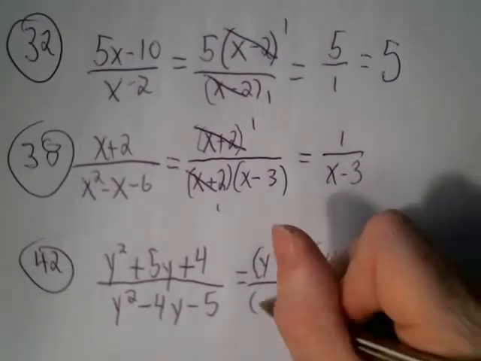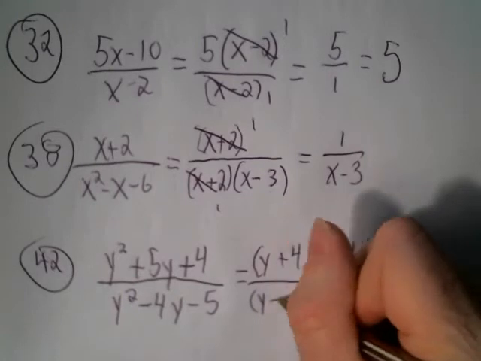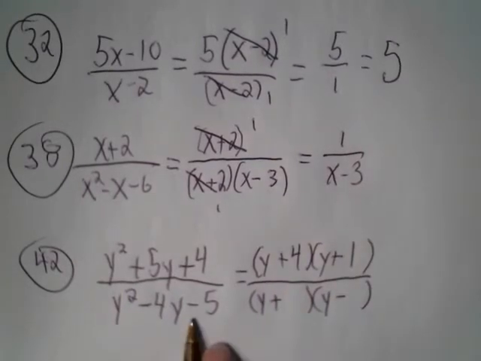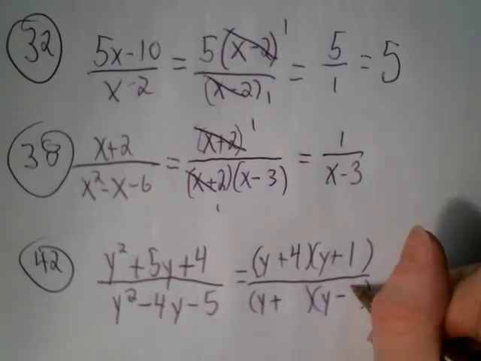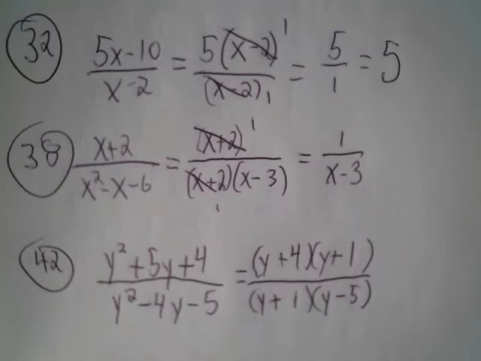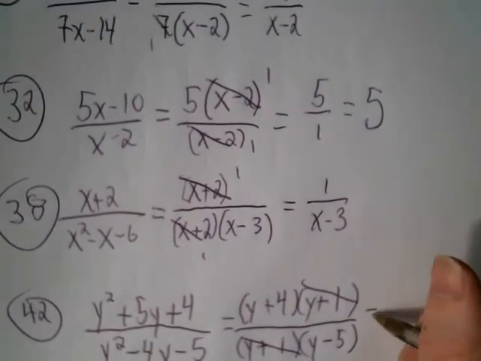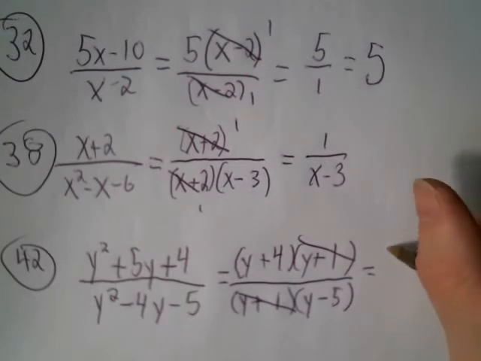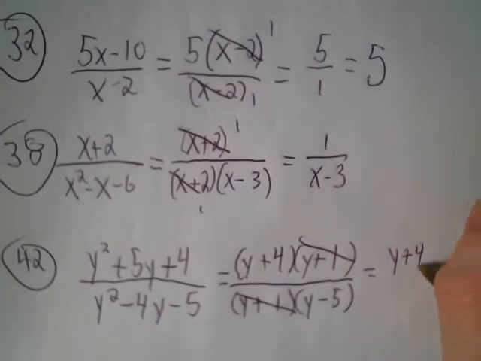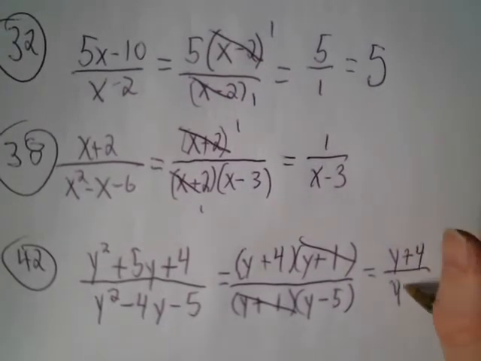Down here, it's got to be y, and then plus minus. So 5 and 1, and then you want the bigger number to be negative, so 5 over here and 1 over here. And then you can remove these guys, they're exactly the same, and you're just left with the y plus 4 all over the y minus 5.